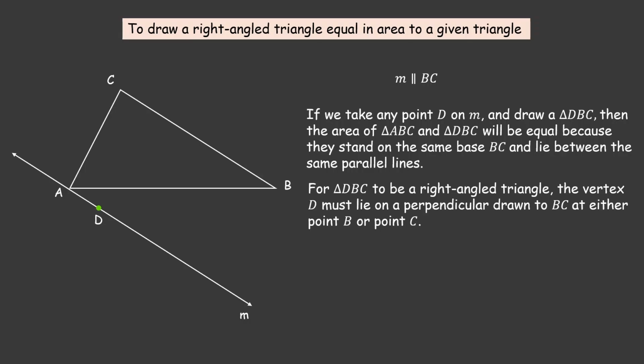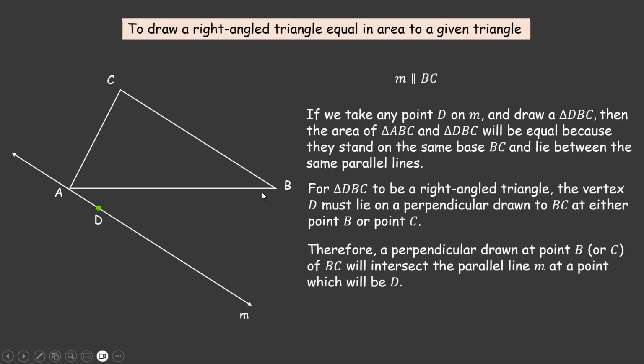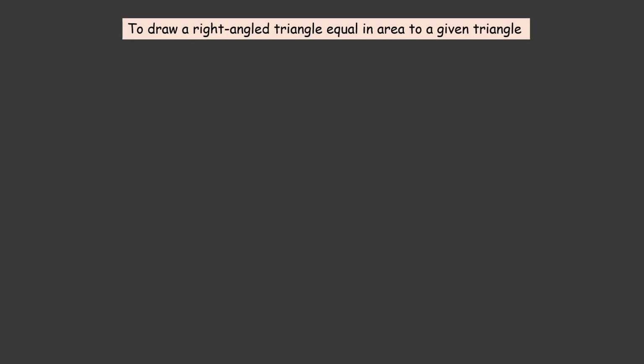But this time we want triangle DBC to be a right angled triangle. So the vertex D must lie on the perpendicular drawn to BC at either point B or C. Therefore, we will draw a perpendicular at point B of BC which intersects the parallel line M at a point which will be D. Now, let's connect DC and this is the required triangle. Let's move to the steps of construction.